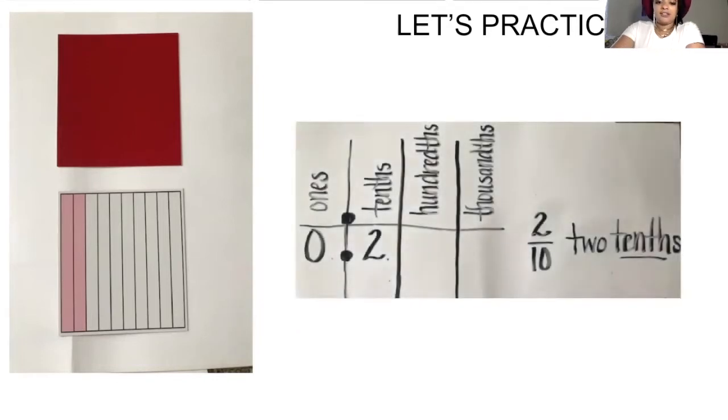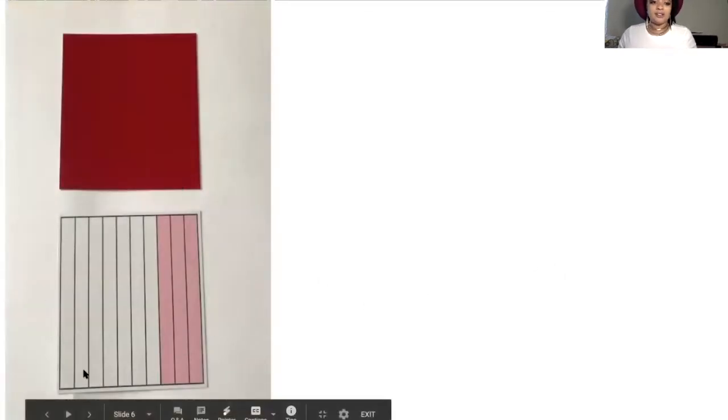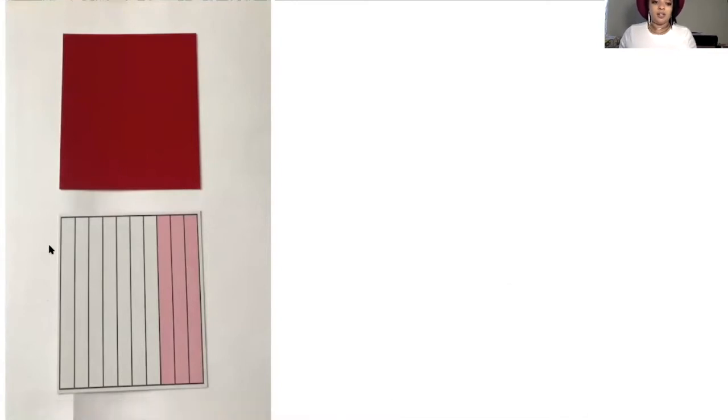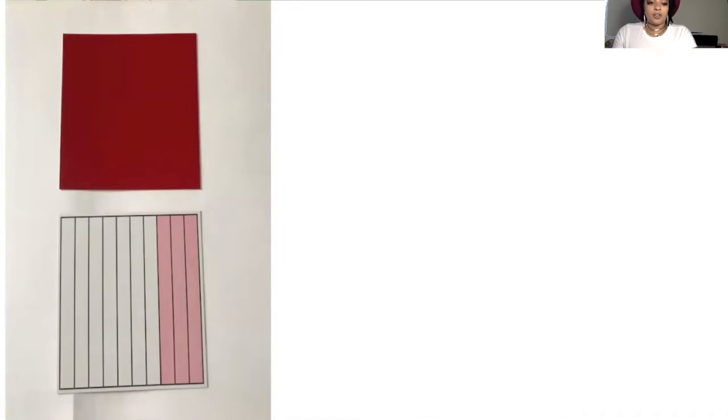And then as a decimal, I would put my 0, because I have 0 ones. My decimal point, and then I know I have 2/10. Let's do some more. I want you to pause the video and go ahead and write down the decimal and the fraction for this one. All right, you see 3 shaded in, and we know that there are 10. So my decimal would be 0.3, or 3/10, and so would my fraction.